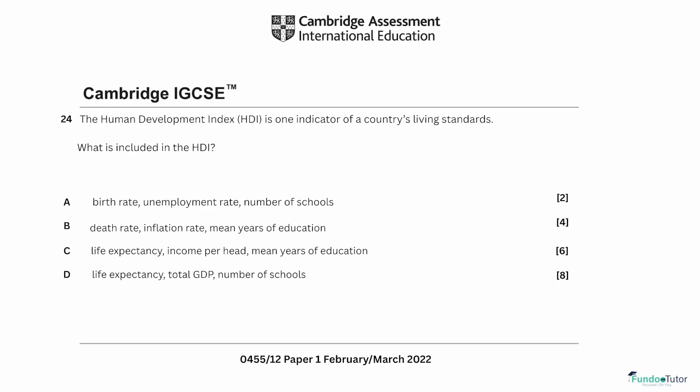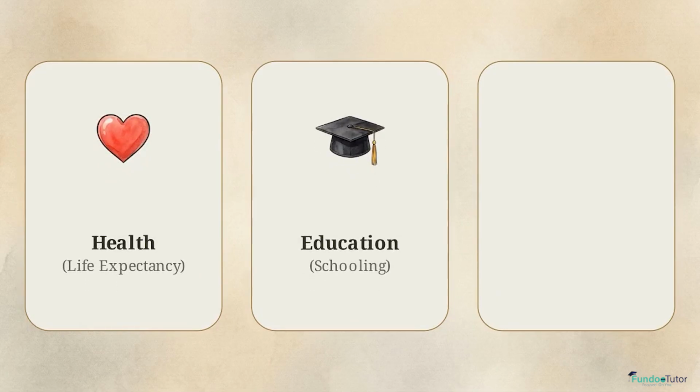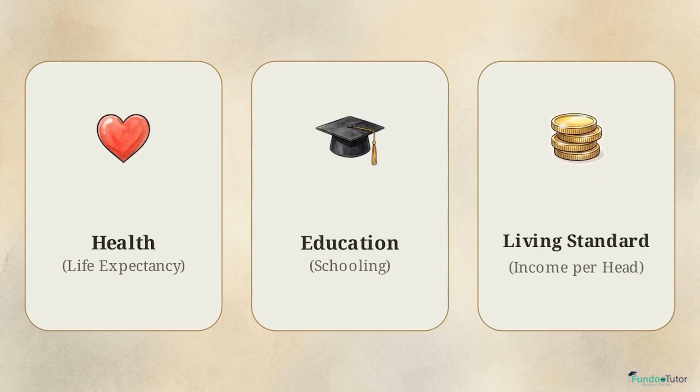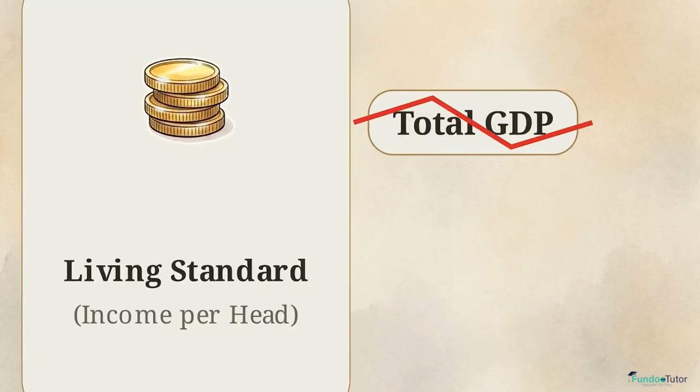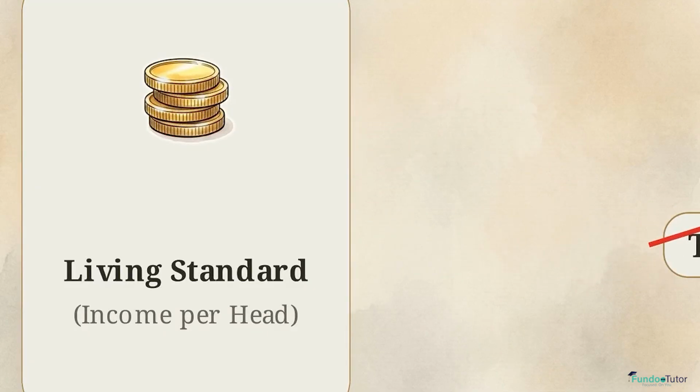The question asks you to identify the specific metrics included in the Human Development Index, or HDI. The correct answer relies on three distinct pillars. The HDI measures health using life expectancy, education using mean years of schooling, and the standard of living using income per head. Cambridge frequently sets a trap here by offering total GDP as an option. You must avoid it because total GDP completely ignores the size of the population.